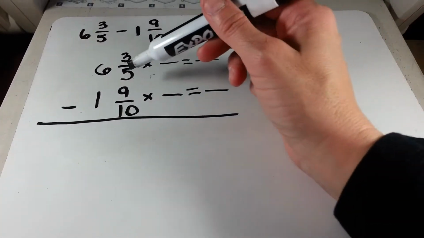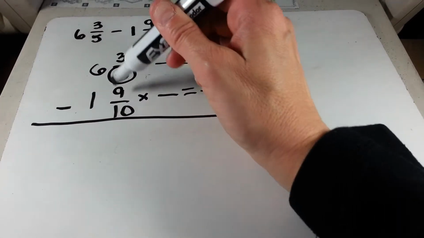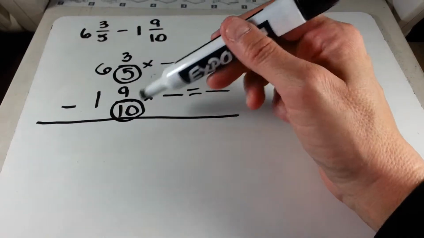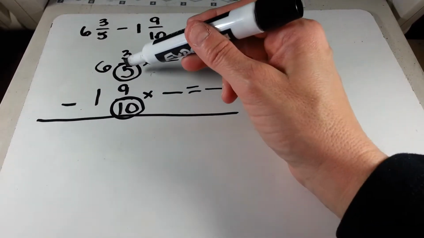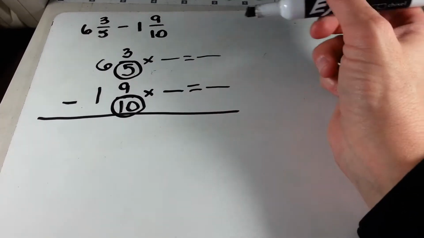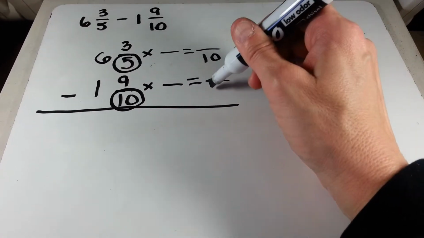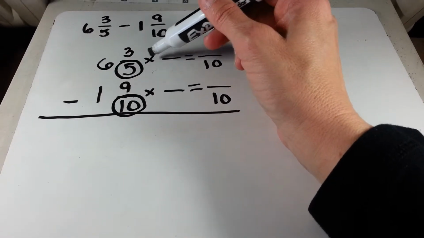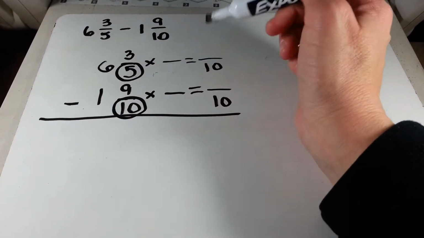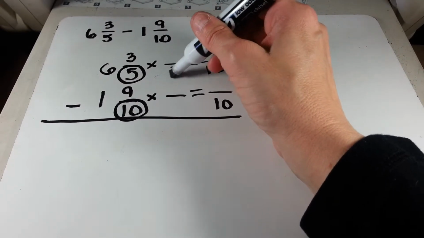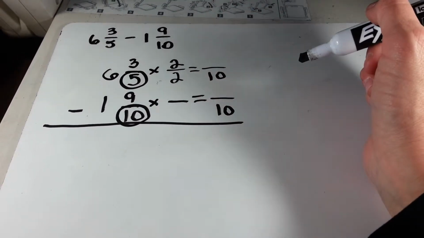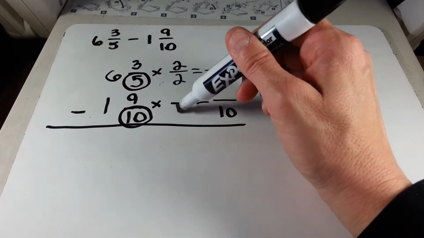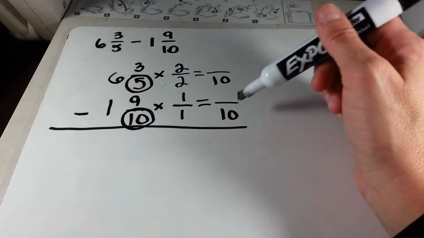And we look at each of these denominators and we try to find the smallest number that goes into both of them. So we can see that the 5 will go into the 10, so we can use 10 as a common denominator. We know that 5 times something equals 10, and 5 times 2 equals 10, so we can write 2 on both the top and bottom, and then 10 times 1 equals 10.